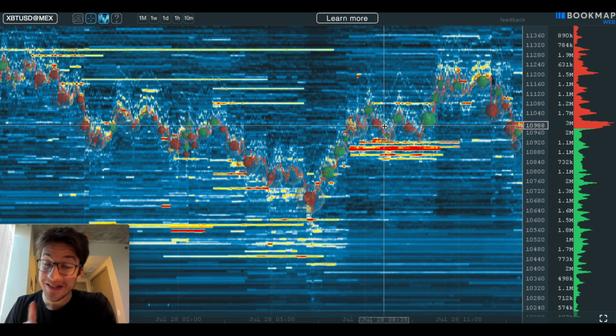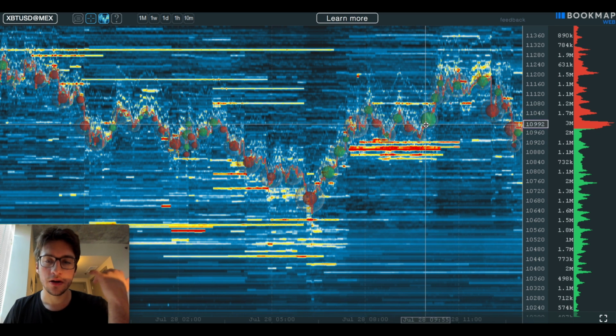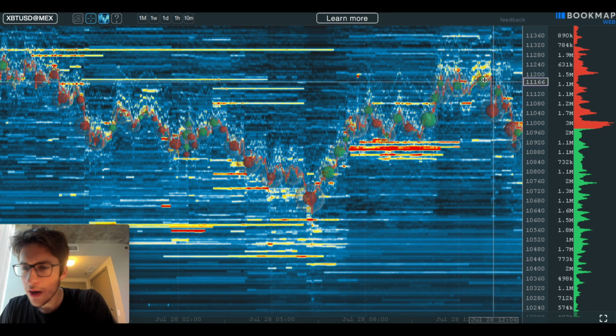Now, something really interesting happens for taking profit. So imagine that you bought here and you're looking for an exit. Well, all of these bids are canceled right at around where the market topped out.